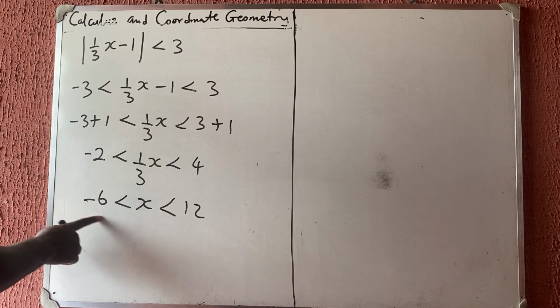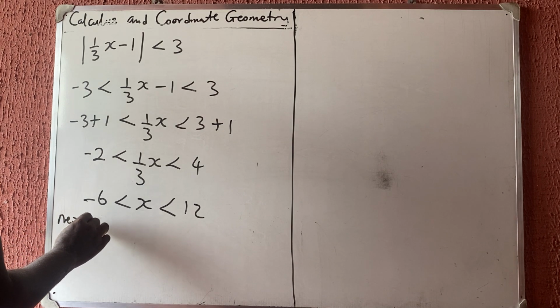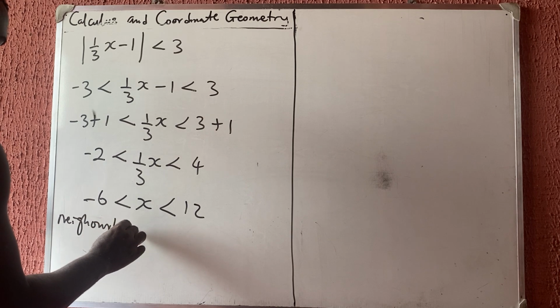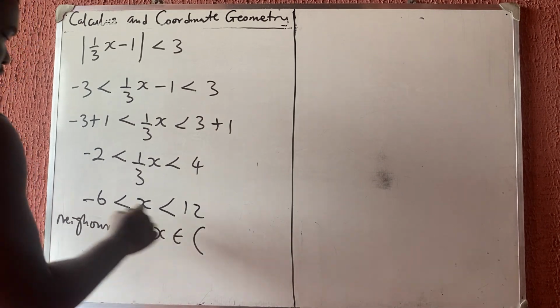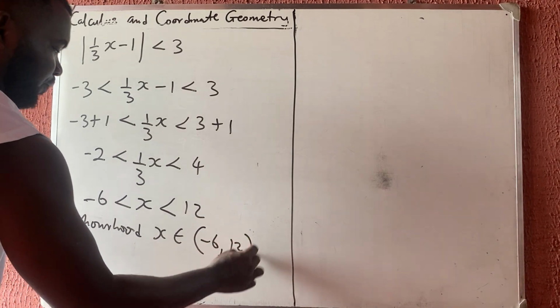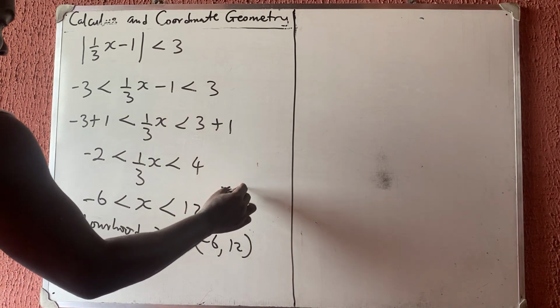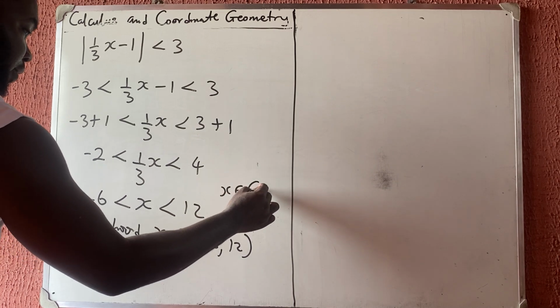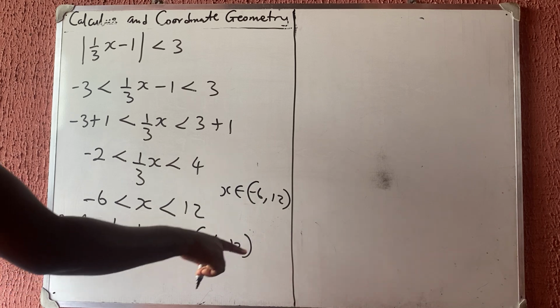So now having this, so the neighborhood, if you are asked to find the neighborhood, the neighborhood here is what? That x is an element of, so since there is no equal to, it's going to be an open interval of minus 6 and 12. This is the neighborhood. Okay. If you are asked to find, normally x is an element of the same minus 6 comma 12. Before, the neighborhood is always an open interval, like I told you.